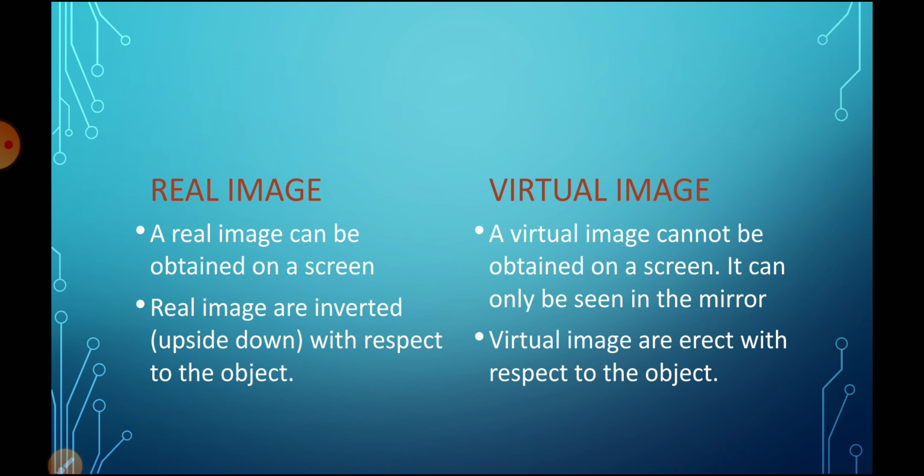Second point, a real image can be obtained on a screen. A virtual image cannot be obtained on the screen. It can only be seen in the mirror. Next point, real images are inverted, upside down, with respect to the object. Virtual images are erect with respect to the object.